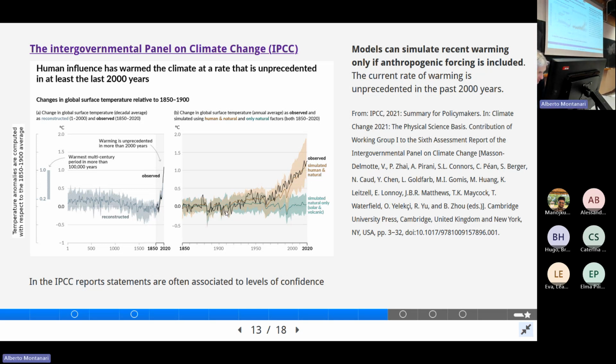Okay, and remember one thing. The IPCC usually associates, and this is a very good practice, to any statement a level of confidence.